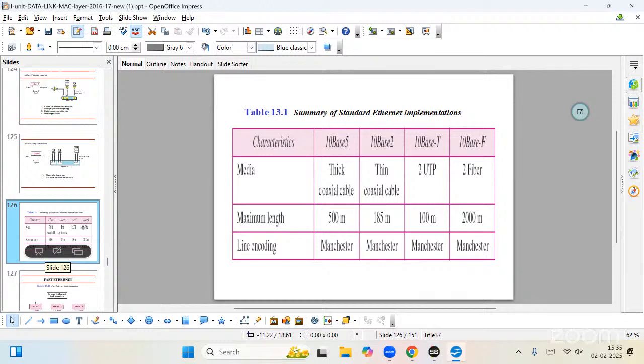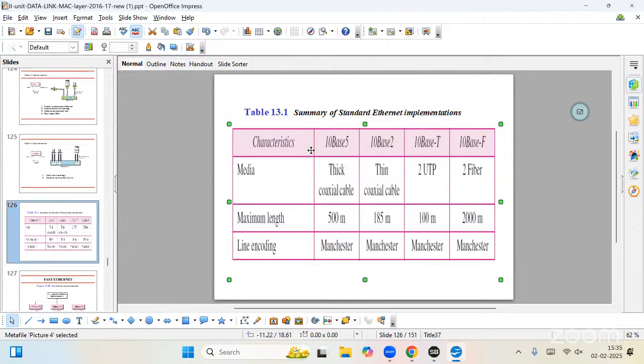I told you yesterday and I am telling you today too. For media, we can use 10Base5, that is the thick Ethernet; 10Base2, that is called the thin Ethernet; 10Base-T, we can use the UTP; and then fiber optic. What is the maximum length, what distance? 500 meters, 185 meters, 100 meters, 2000 meters. Okay.